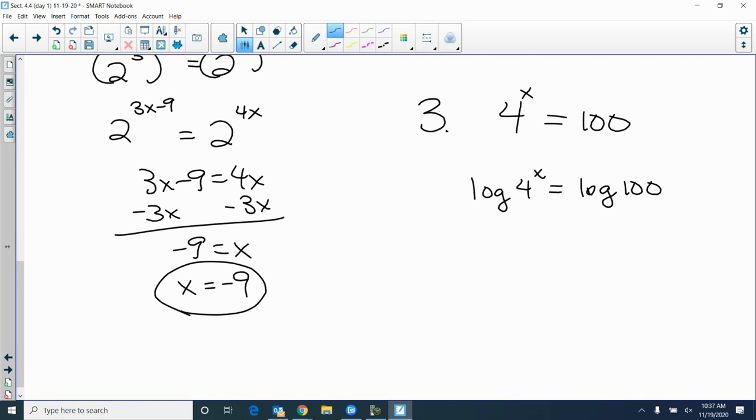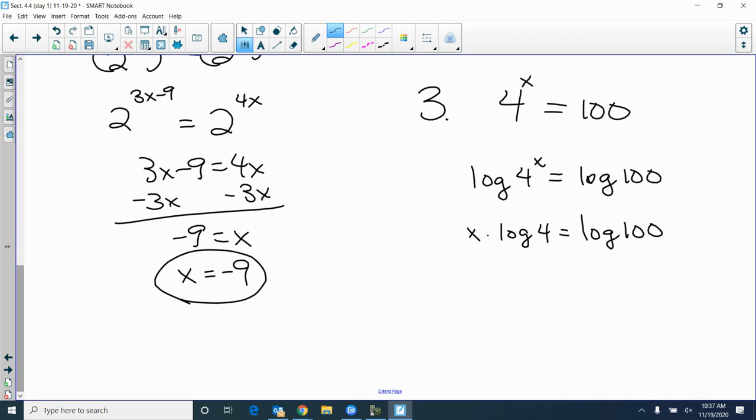Okay, log. Now, here's why it works, because what can we do with the x? Since it's an exponent, we can move it out in front and make it a constant. So now this becomes x times the log of 4. X times the log of 4 equals log of 100.